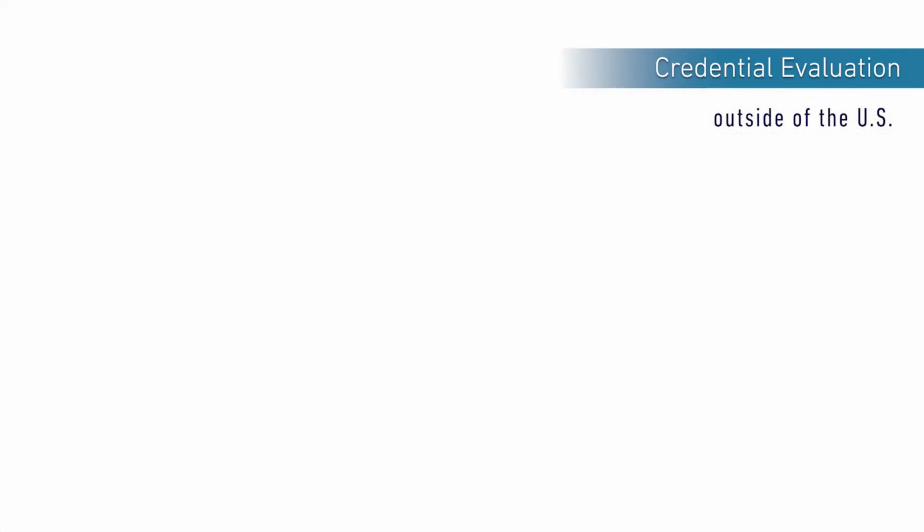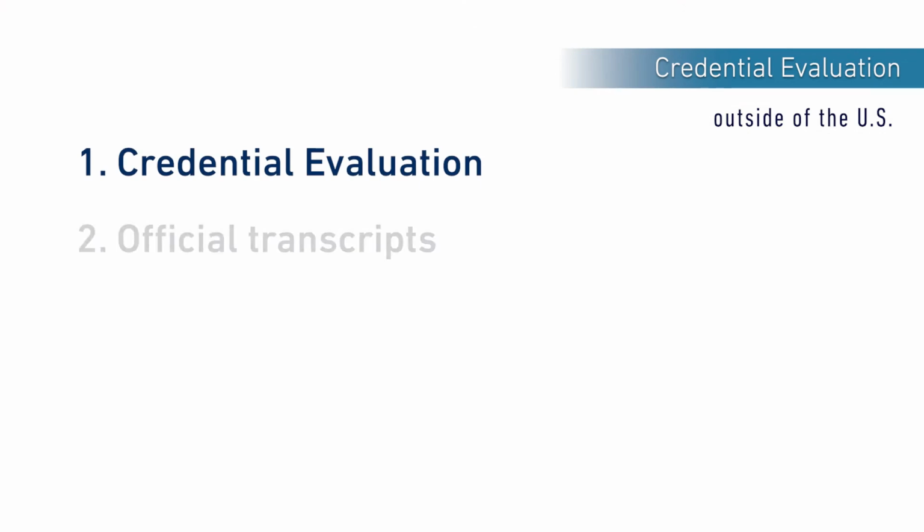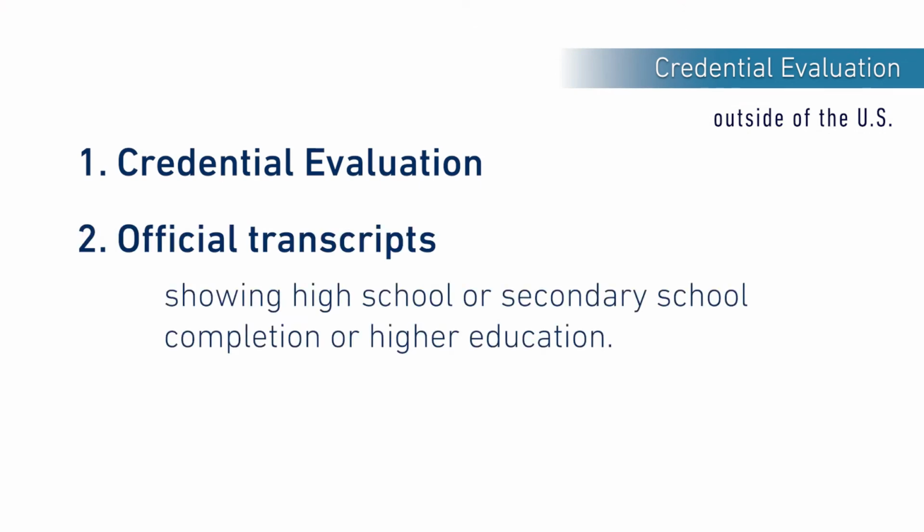The first document that is required for the admission process is the evaluation of your previous education. If you obtained your educational credential outside of the U.S., you must submit 2 documents: 1, credential evaluation, and 2, official transcripts, showing your high school or secondary school completion or higher education. If you earned your degree, high school or higher from the U.S., you must submit official transcripts showing degree completion. In this case, no credential evaluation is required.